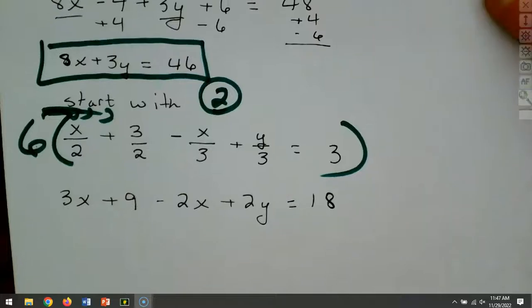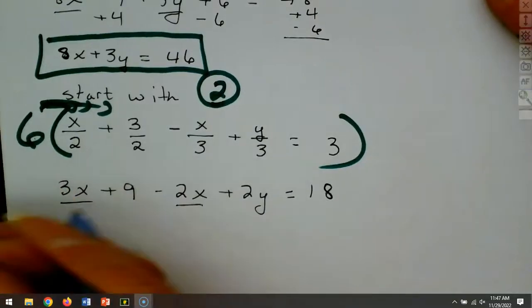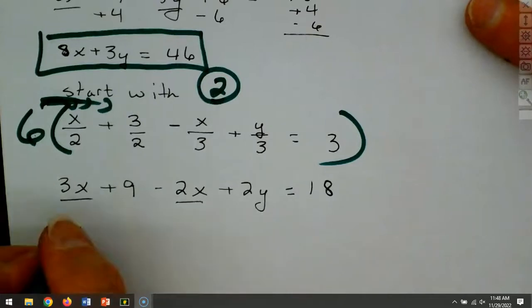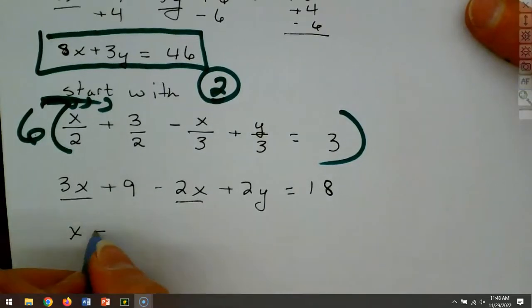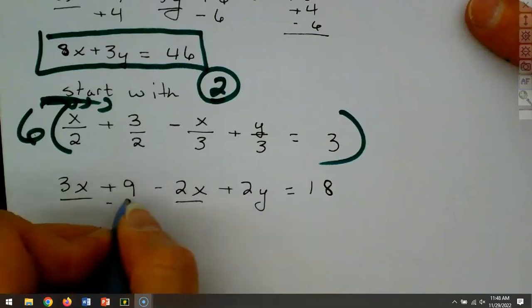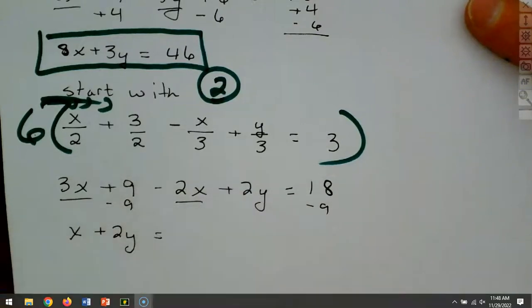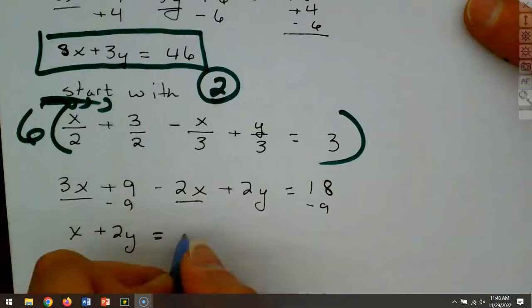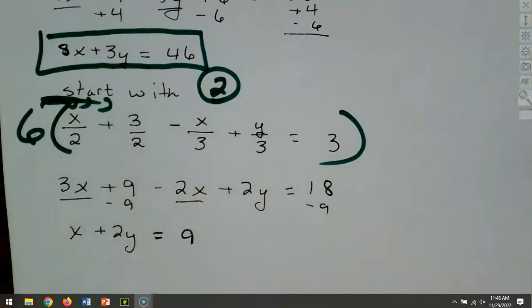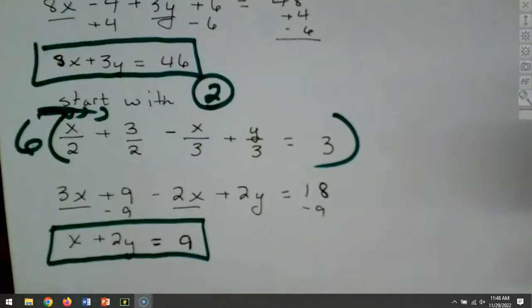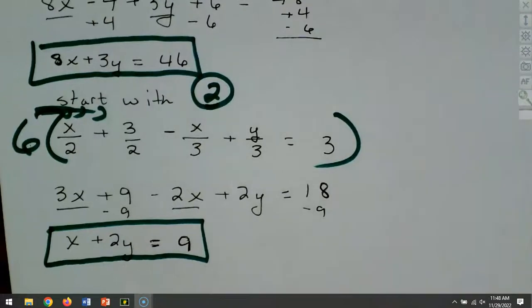Now we can combine. So 3x and a minus 2x, that leaves you with an x, plus 2y. I'm going to move the 9 over. And now we've got our second equation, which is x plus 2y equals now 9. Is everyone okay with that so far? We took our time and worked it all the way out. Now we actually begin the process of working with this.